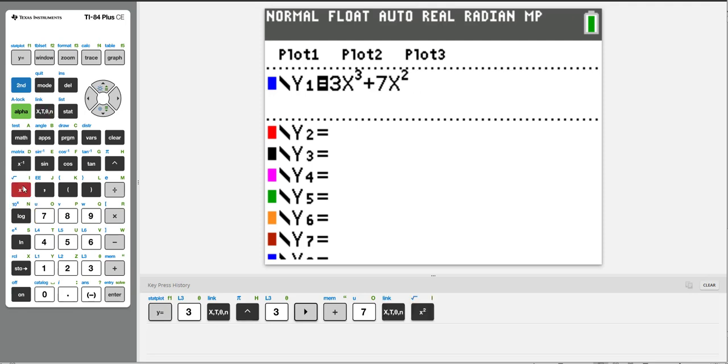Press x squared. Type in subtraction 18x plus 8.